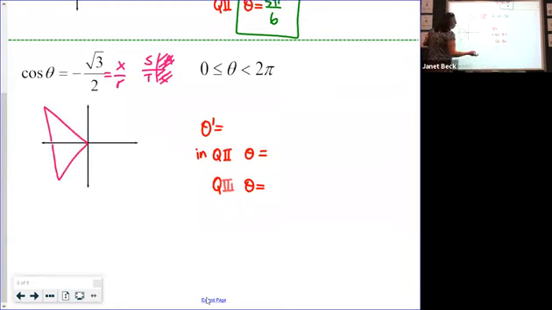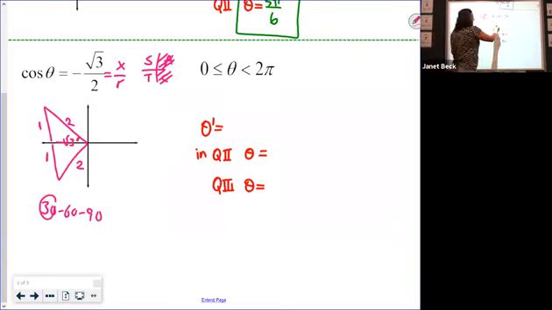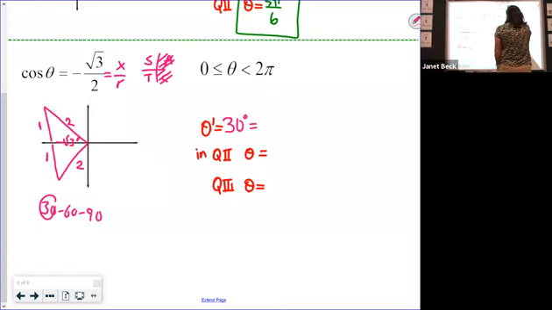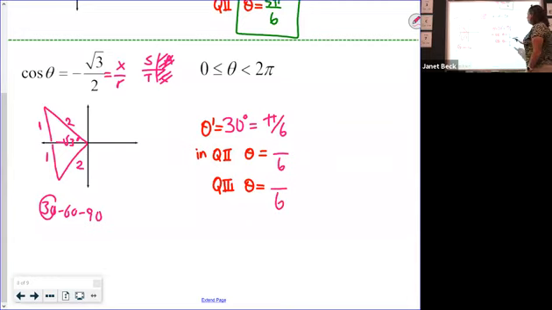So now all I have to do is recognize what my reference angle is. If x is negative root 3, r is 2, again, we're in a 30, 60, 90 now. The other side must be 1. So our reference angle is actually the 30, which is pi by 6. And in quadrant 2, we'd have 5 pi by 6. In quadrant 3, we'd have 7 pi by 6.